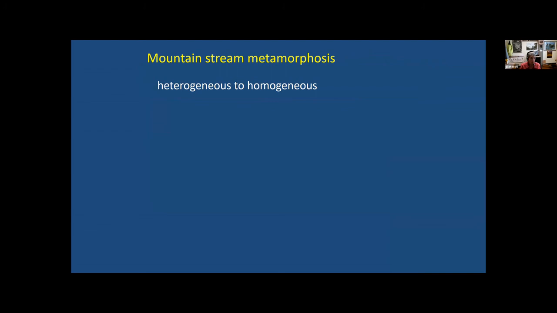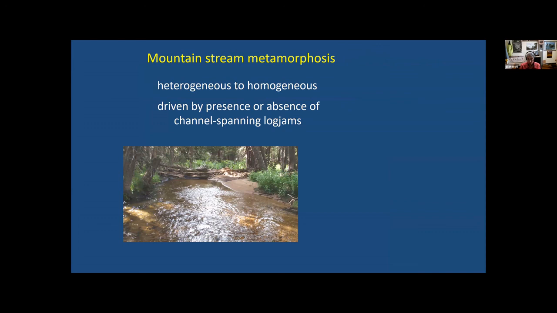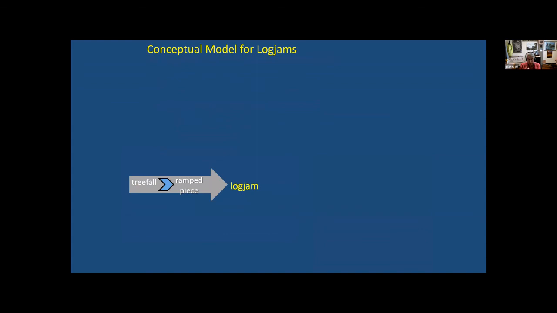And in these forested catchments with beaver, historically, it's largely driven by the presence or absence of log jams, particularly those that span the entire bankfill channel, and beaver dams. And I can explain some of the details of this, starting with log jams. If you have a tree that falls into the channel, one scenario is that it forms what's called a ramped piece, where a portion of the trunk is resting above the high flow level.